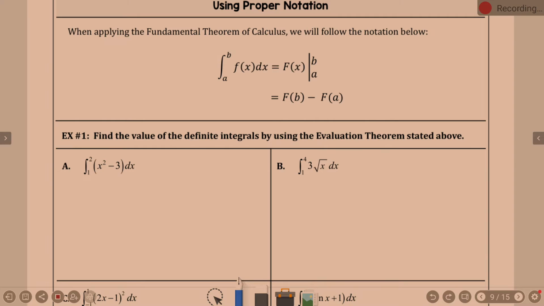So, the integral from 1 to 2 of x squared minus 3 dx, with respect to x here. Okay, don't worry about 1 to 2 yet. Integrate. What is the antiderivative of x squared?